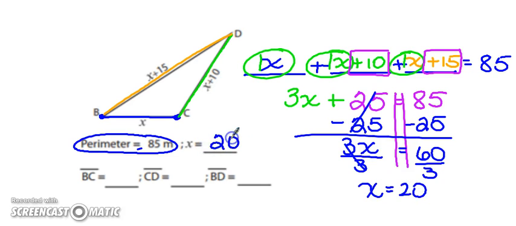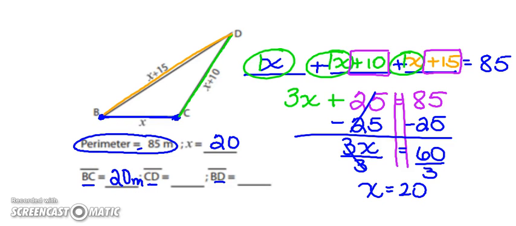So I just figured out what x is. However, I am not done. I do now need to figure out each of my sides. So when I go back to my triangle again, side BC is x, meaning, well, what did we get for x? We got 20, so BC is 20 meters.